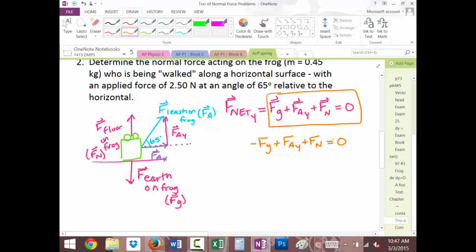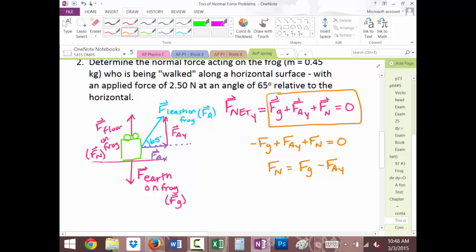Let's get Fn all by itself. Since it's positive, I'm going to leave Fn and I'm going to move everything else over. Is that okay with everybody? Okay, so I'm going to say Fn. I'm just going to move it over a little bit so I don't run out of space. So the Fg is going to turn positive, and Fay is going to turn negative when I move it over to the other side. Is that okay, algebra-wise, for people?